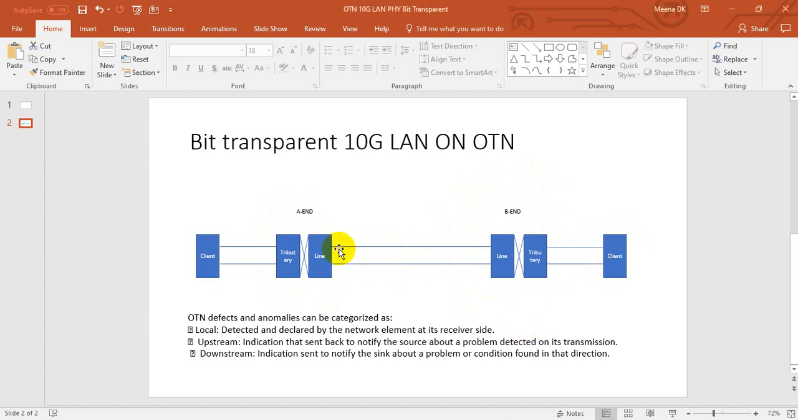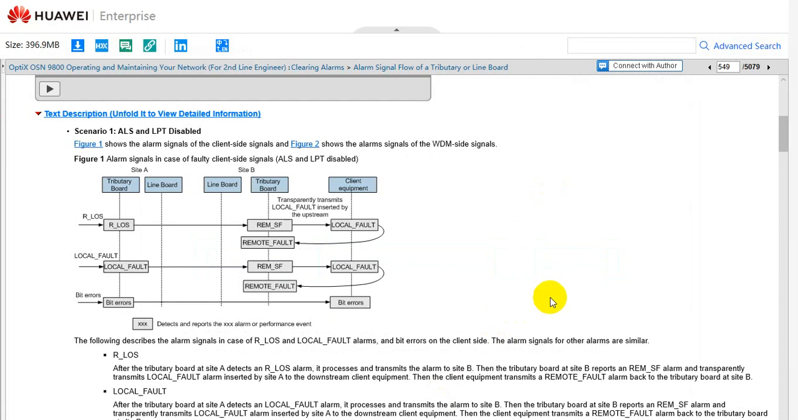And with the help of the equipment related document, we will be describing these alarms, taking different types of scenarios: without enabling the ALS or LPT function, and then enabling them one by one. The first simple scenario is where ALS and LPT are disabled. This is the same scenario here.